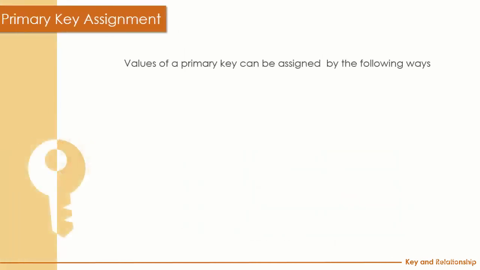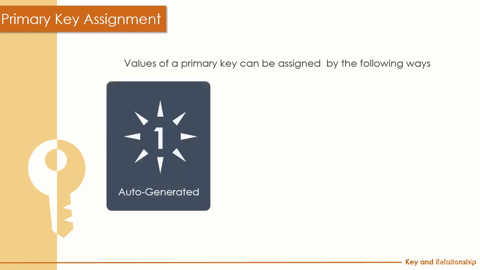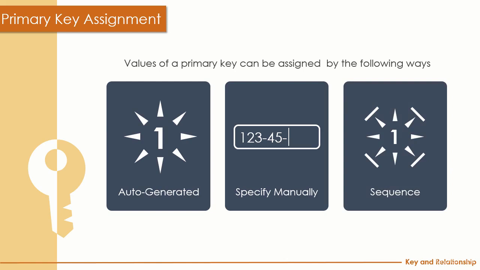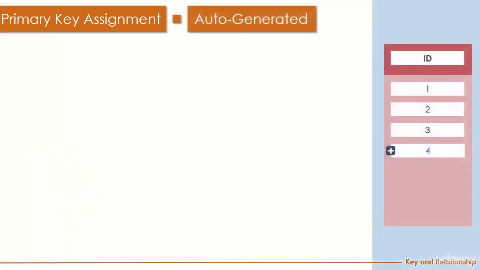Regarding the primary key, we also need to think about how to assign the value to the primary key. Basically, there are three popular approaches. You can use a computer generated ID. You can specify the ID from your program manually, or you can use a sequence. Let's take a look at each.